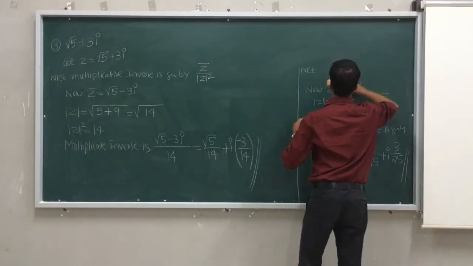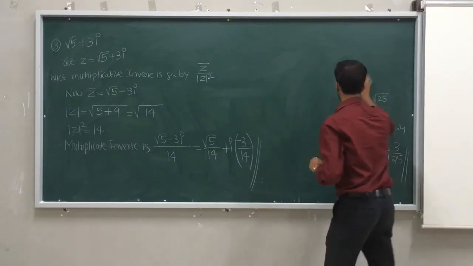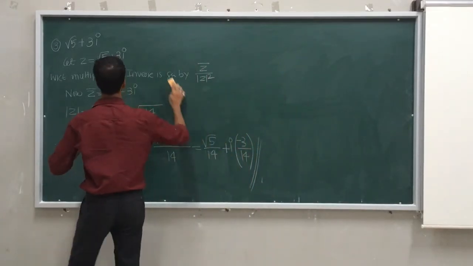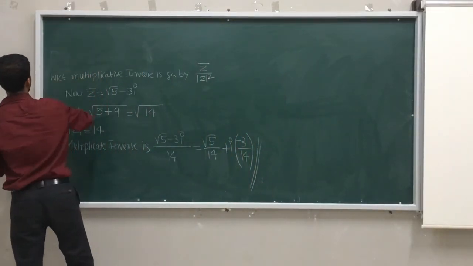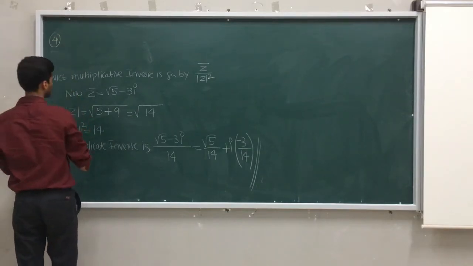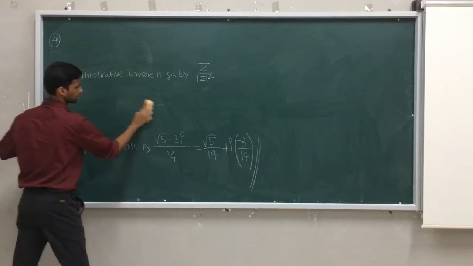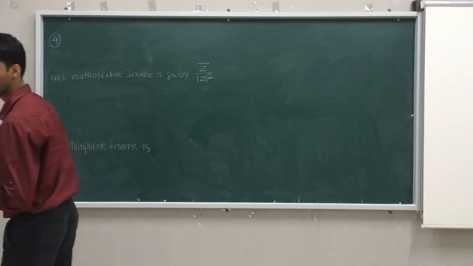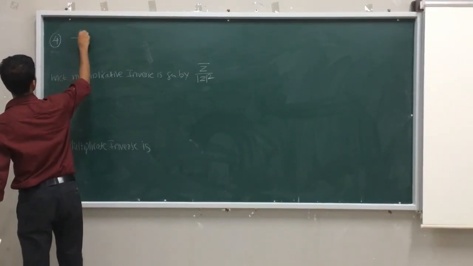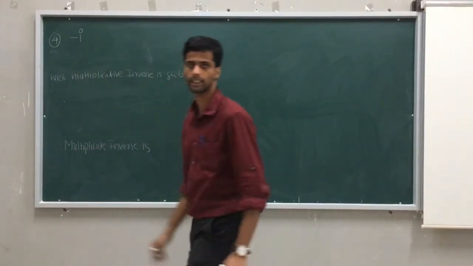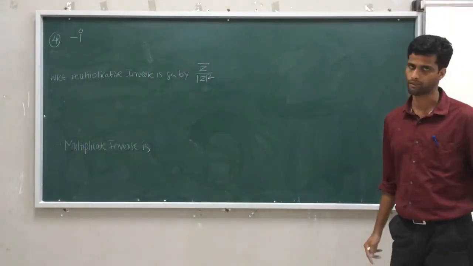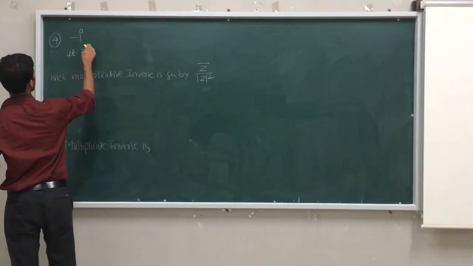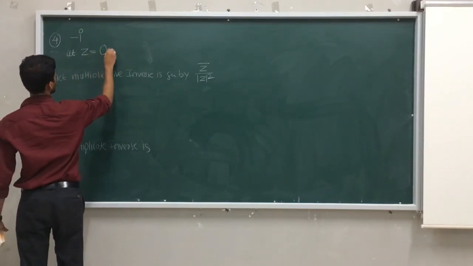Now I have one more question which is a bit confusing for a few people, so for that sake I will consider that problem also. I'll solve the fourth question. The question given is: find the multiplicative inverse of minus i. They have given only minus i and they expect me to find the multiplicative inverse. So we will make it simple. Let z be equal to, since only the imaginary part is given, I will make it 0 minus i.